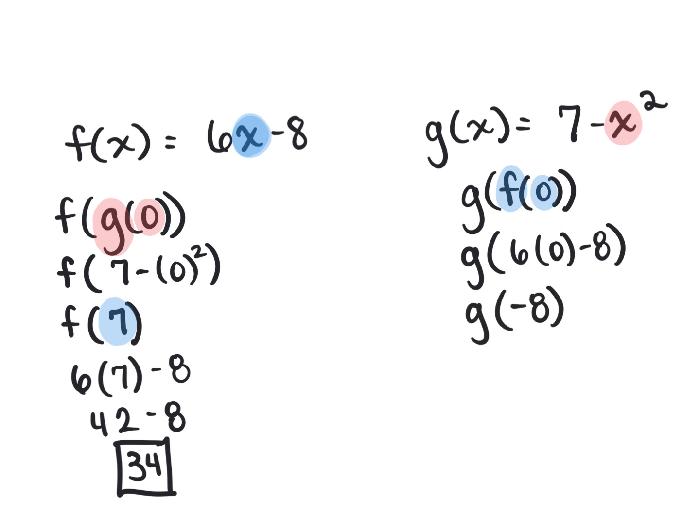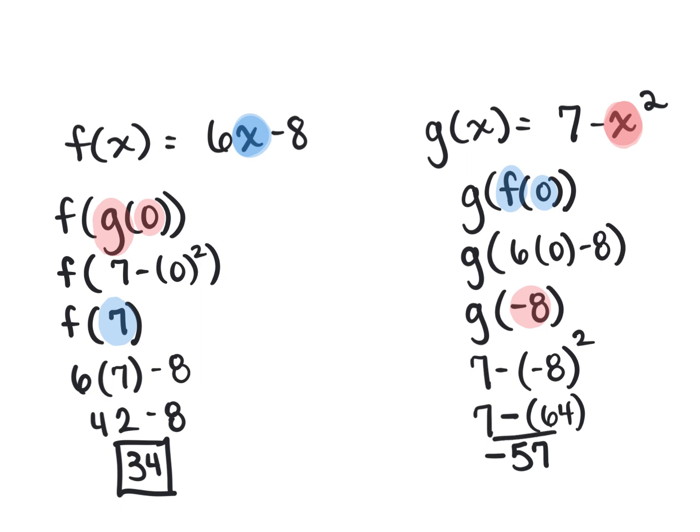And then I'm adjusting to where I'm going to plug this negative 8 in where this x is. So I'm going to have 7 minus a negative 8, and that negative 8 is squared. So I have 7 minus, now when I do negative 8 times negative 8, I get 64. And then 7 minus 64 is negative 57. And that would be your answer.